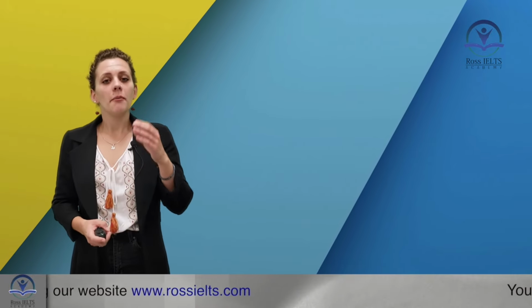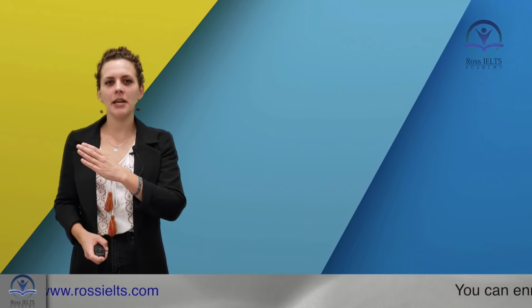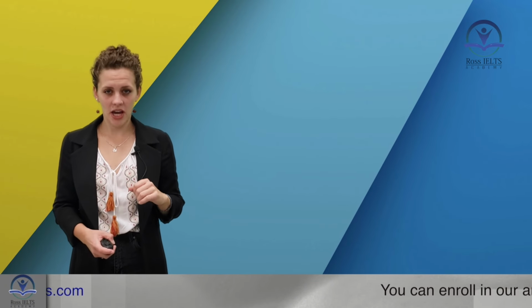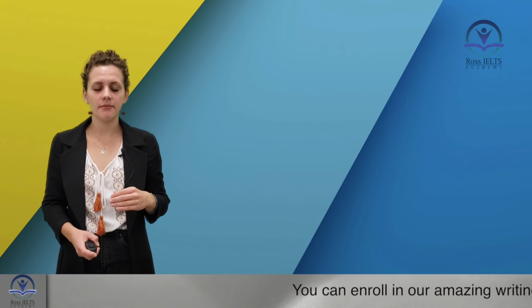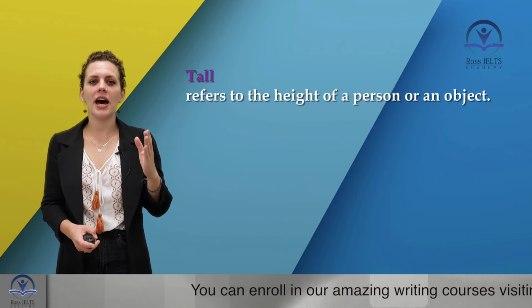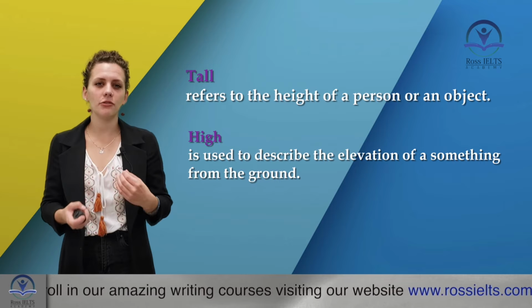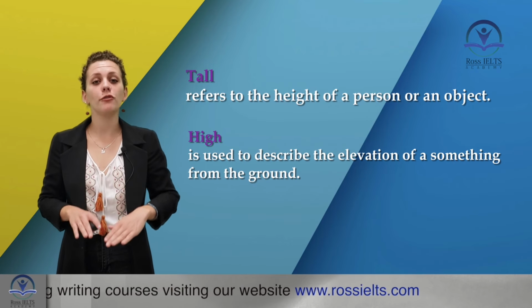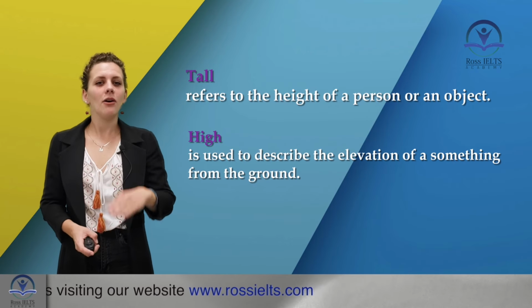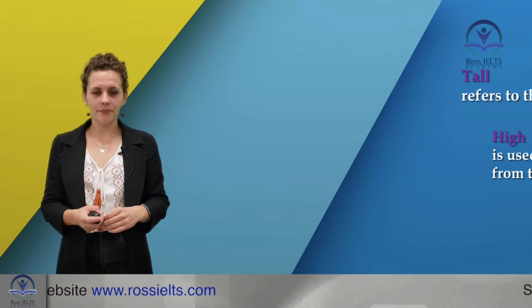Here we go. Both tall and high mean more than average height. But here's the main difference. Tall refers to the height of a person or an object. High is used to describe the elevation of something from the ground. Now, let's look at some examples, okay?